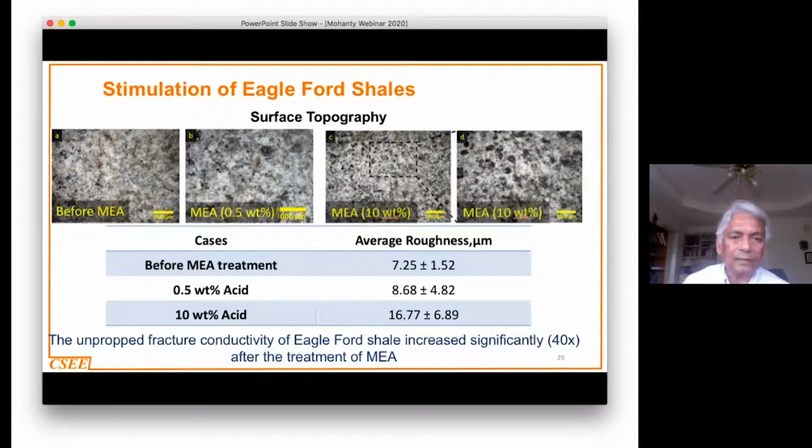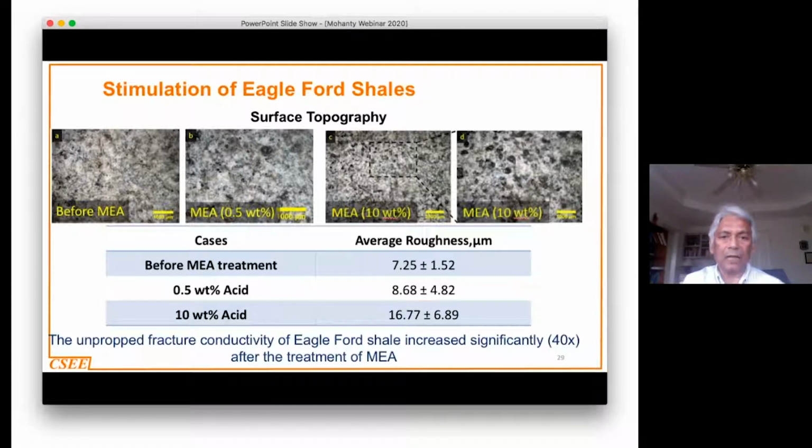And if you look at why the conductivity increased, this is what you see. Before the treatment, this is what the fracture surface looks like. After the treatment with 10% MEA, you see a lot of these holes, basically where the acid came out and reacted with the calcite and made a little pit or hole over there. So the surface becomes rough, and that's what we wanted to do.